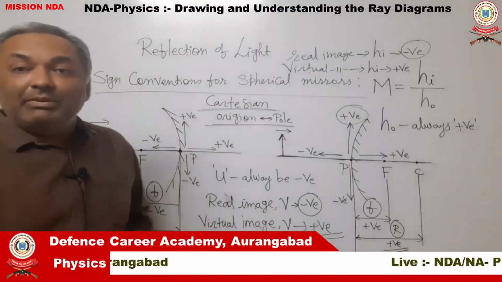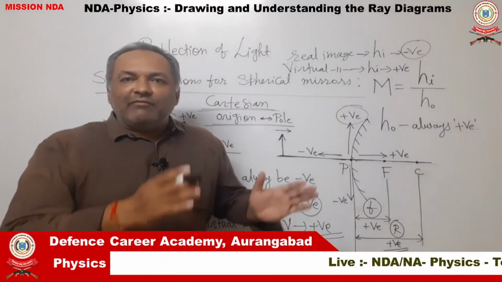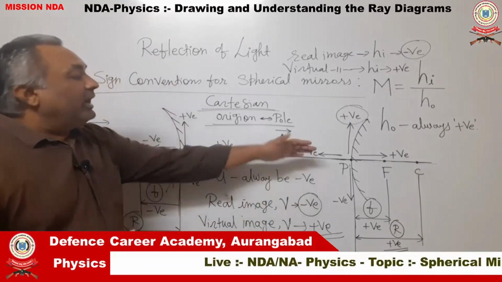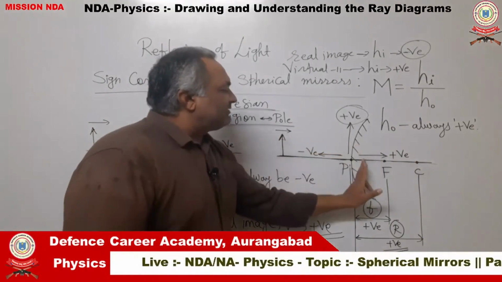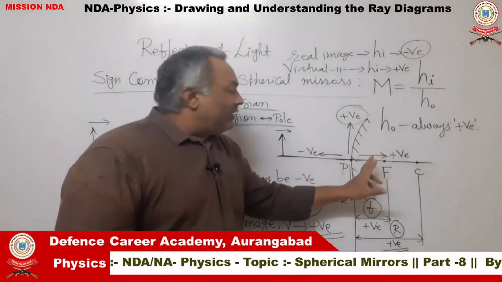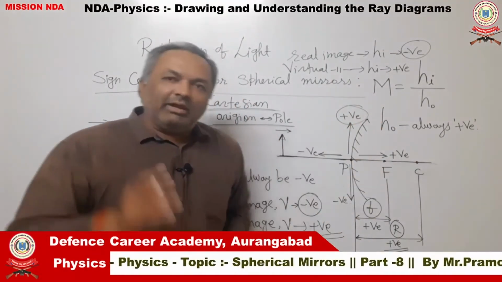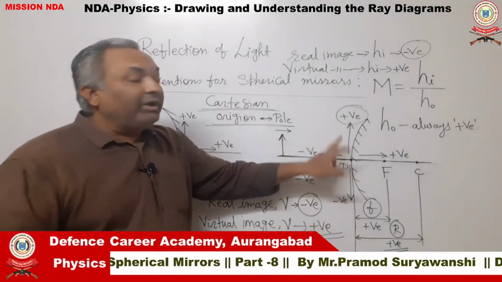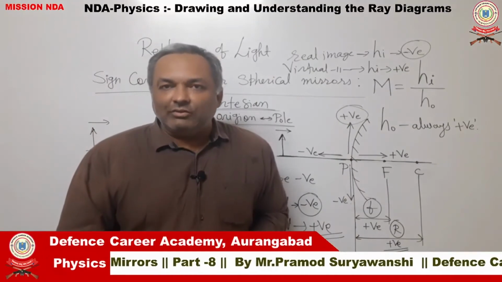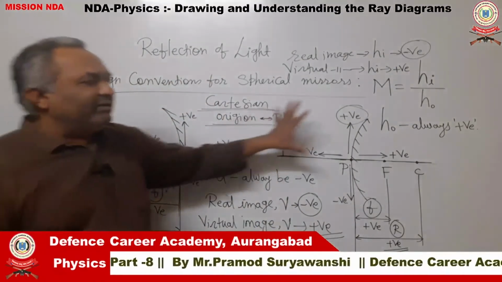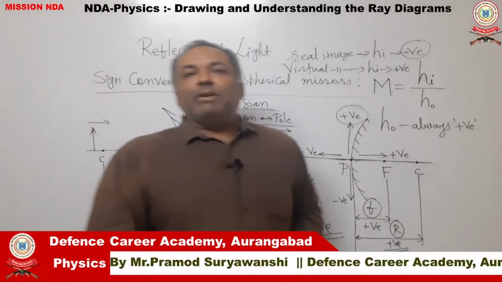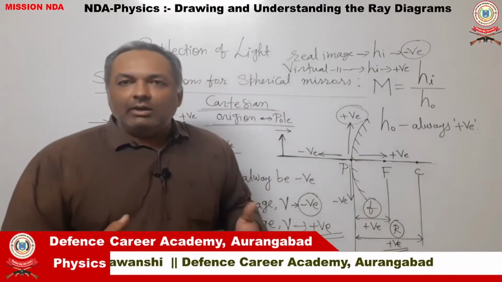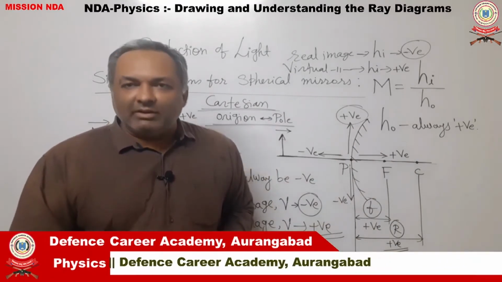Now, why will it happen? For a very simple reason: if the image is virtual, it is always erect. So, it will be formed on the principal axis in an erect manner. So, when you measure the height of that image, it always turns out to be positive because of this point of Cartesian sign convention. So, all these points you will always have to keep in mind when you consider solving a numerical of spherical mirrors.